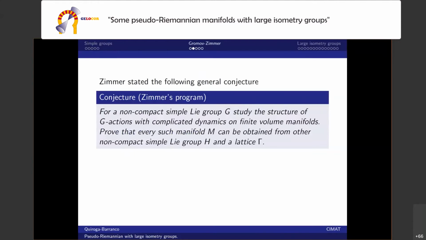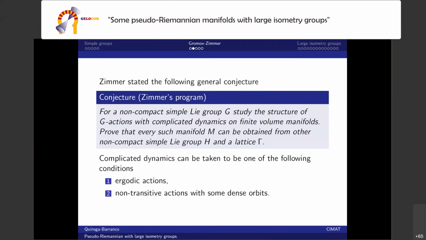If you have a non-compact simple Lie group, try to study the structure of G actions with complicated dynamics on finite volume manifolds. That's the program part. The conjecture part is that somehow you will be able to prove that every such manifold can be obtained from some other non-compact simple Lie group and a lattice. So the conjecture is that there are not many examples of finite volume manifolds that admit non-compact simple Lie group actions. We always have to come from the kind of construction I considered before.